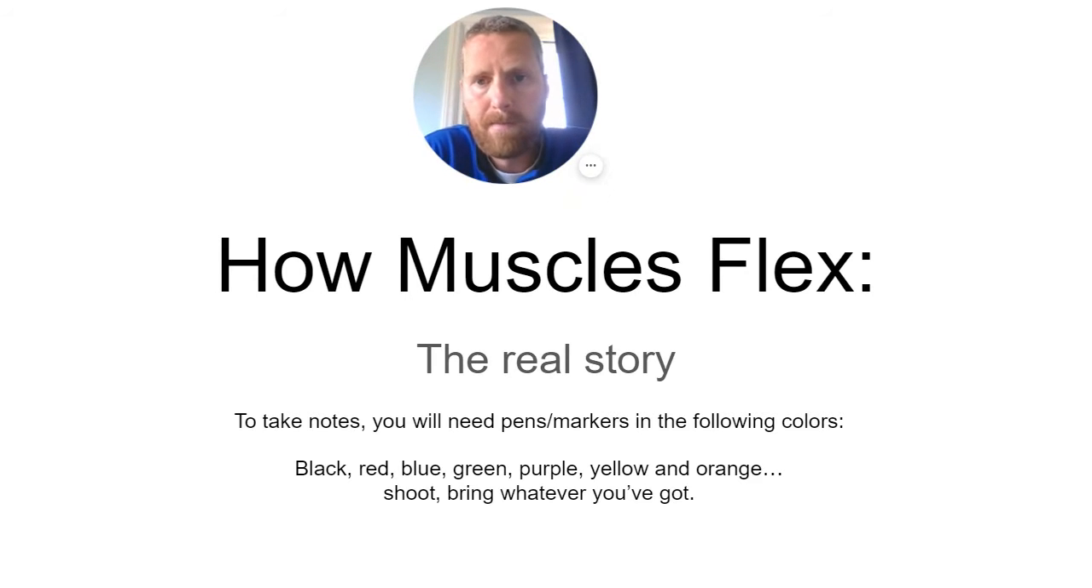Okay? So before you start, I'd like you to take notes on this because the best way to learn it is to draw it and practice it. So you're going to need pens or markers, but if you have markers, you're going to need to write in pen and then kind of highlight over it with a marker. But you need it in all those colors below. So black, red, blue, green, purple, yellow, and orange. And just in case you're a very colorful person, you might want to bring some more as well. Okay, so let's get started.